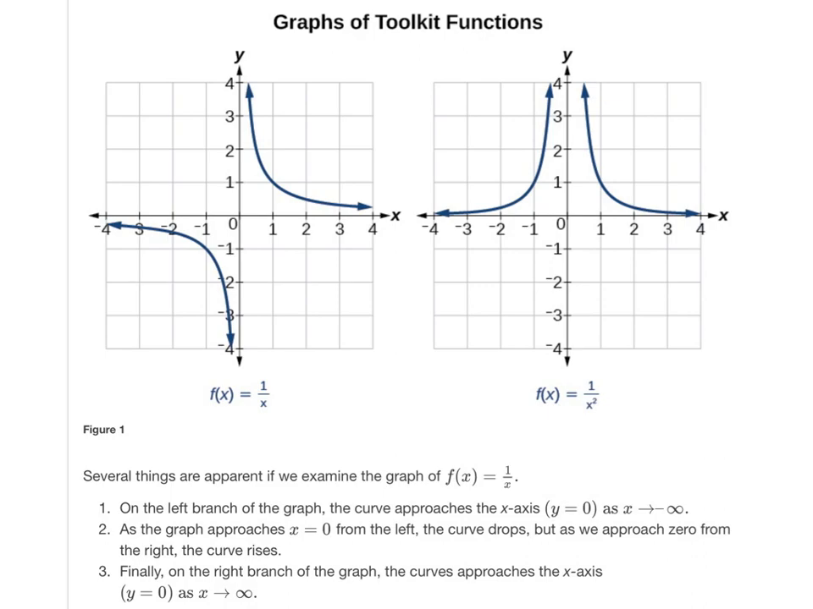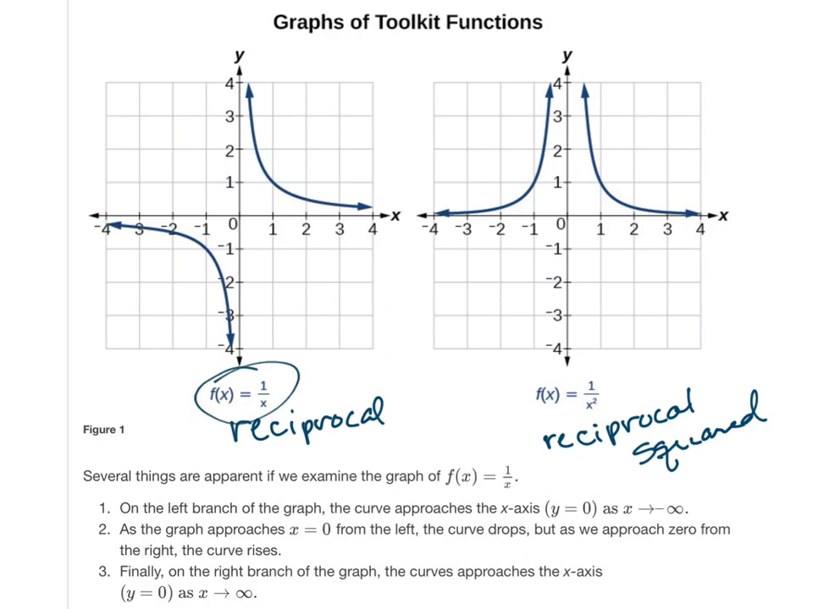Okay? Typically, you'll see the first one, this is called the reciprocal function. Reciprocal. Or the second one we call the reciprocal what? Squared. Do y'all remember this one? Y'all remember these from your toolkits? So these pieces are called the branches, the parts of the graphs that you see. They're called the branches. It says several things are apparent if we examine the graph of f of x equals 1 over x. So we're talking about this guy right here, the reciprocal function.